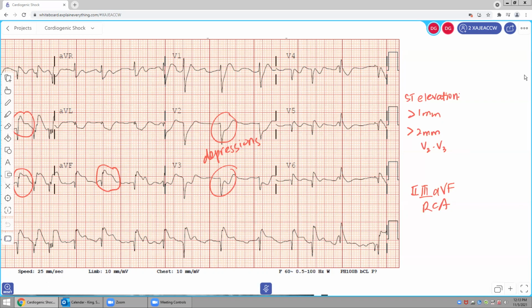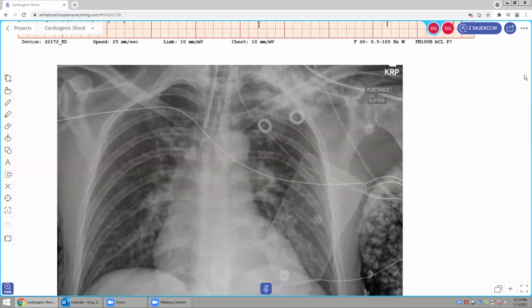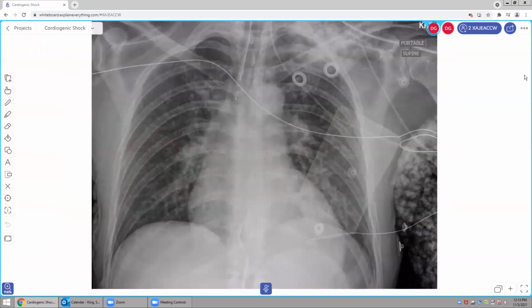So what are you going to do about this EKG? Great. So you call cards. And they're on their way. While they are coming to the ED to see this patient, he gets a post-intubation chest x-ray. What do you see?